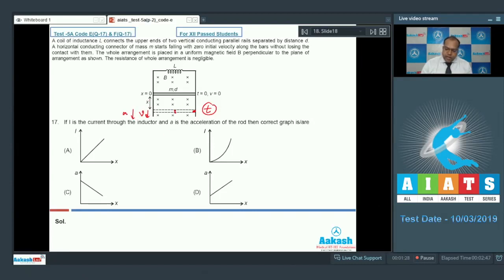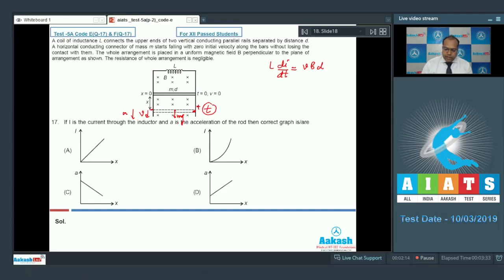Then I can write mg is acting in this direction. Since it has a velocity, the induced EMF will come across its ends. L into di by dt is equal to vBd. So the velocity is v, B is the magnetic field, and the length of the rod is d. So this is the induced EMF across the ends of the rod. Since the magnetic field is inward and the velocity of the rod is downward, this end becomes positive and this end becomes negative.